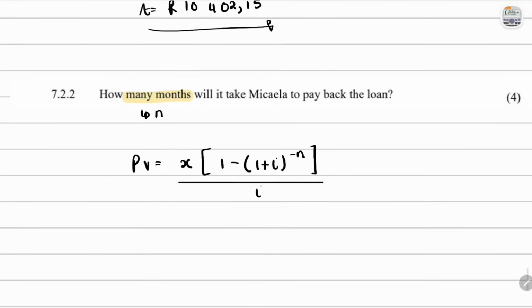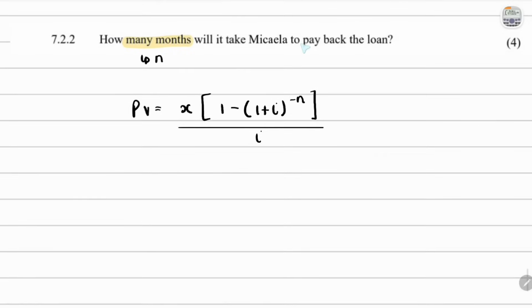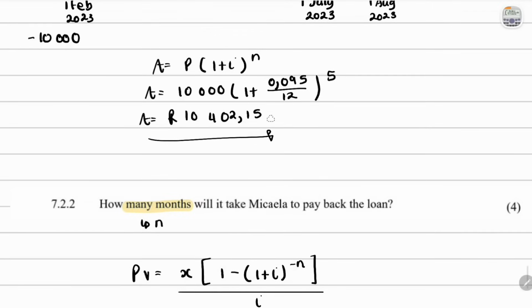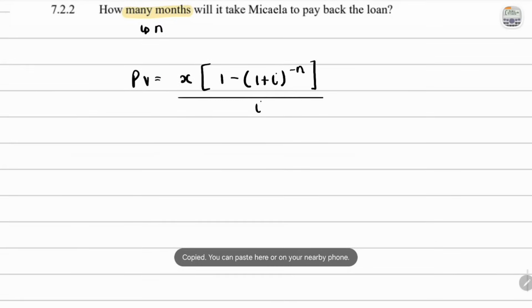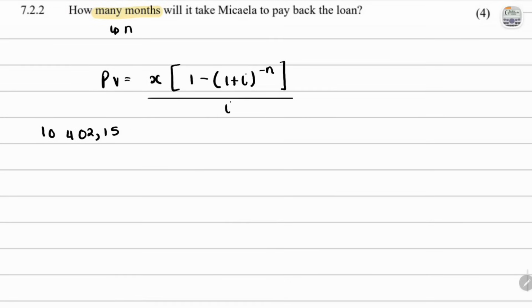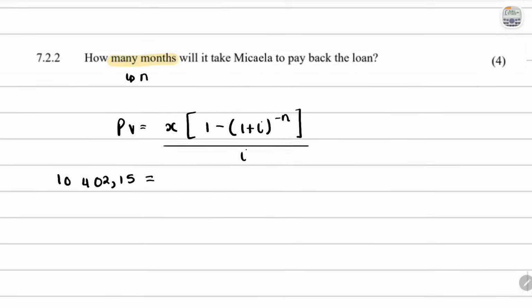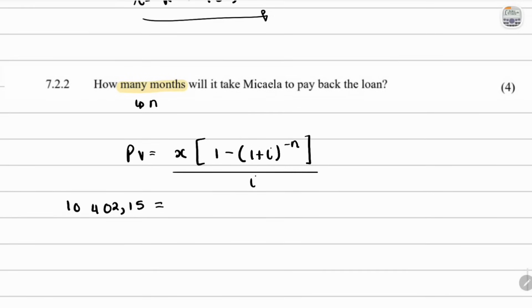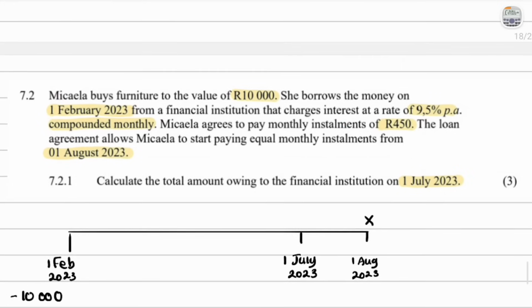So that is what we're going to put in place of the present value. And don't worry, you can put down the rounded off amount, since this is an actual value that they asked us for. So in place of present value, we put in this 10,400, and then it's equal to an X. X is the monthly installments that she's paid. They told us that she is going to be paying 450 Rand as her monthly installment.